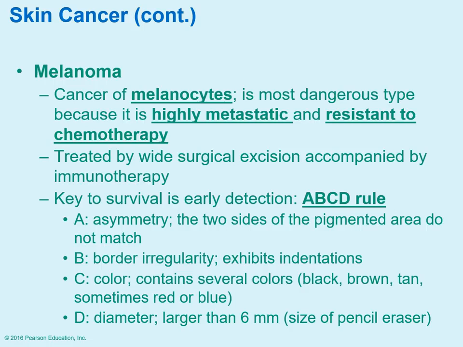So for any of these, how do you detect? The ABCD rule. A, asymmetry. If the two sides of a pigmented area don't match, check it out. B, border. If the border is not nice and smooth, like a mole is usually nice and smooth, if it has an irregular border, all these indentations, get it checked out. C, color. If it contains several different colors, not just black or brown like a mole usually is, check it out. D, diameter. If it's larger than the size of a pencil eraser, get it checked out.